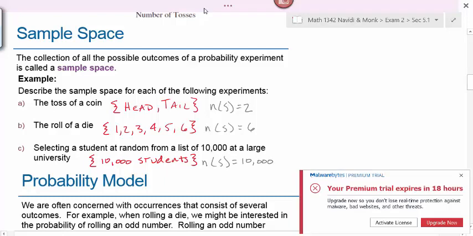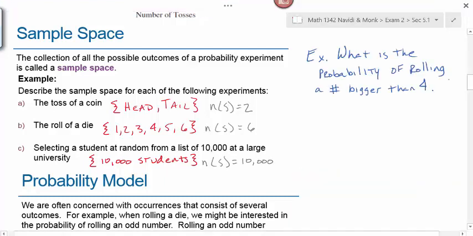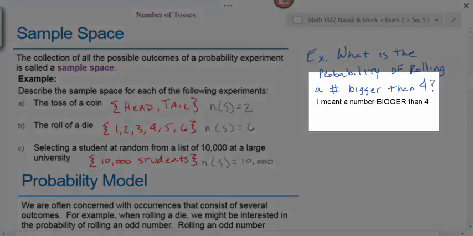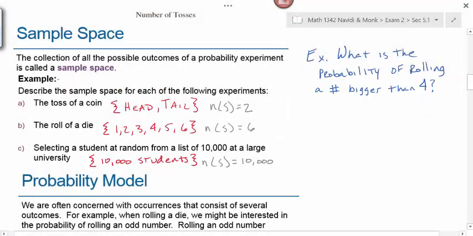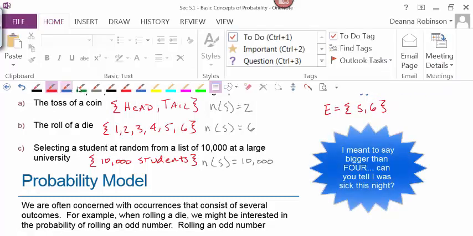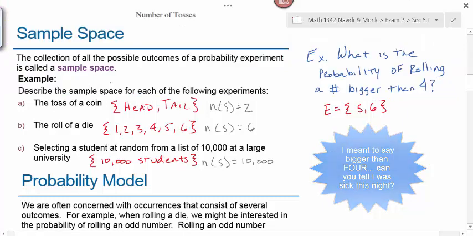Let's look at an example that I'm just going to make up. If you're rolling a single die, what's the probability of rolling a number bigger than 4? 2 is not a probability. Probabilities are numbers between 0 and 1. Let's start with step 1. What is our event? What numbers will be in our event? 5 and 6, because 5 and 6 are the only 2 numbers out of the numbers on a die that are bigger than 4. We've already identified what our sample space is.